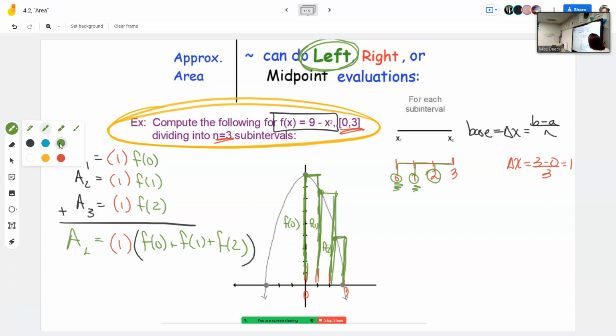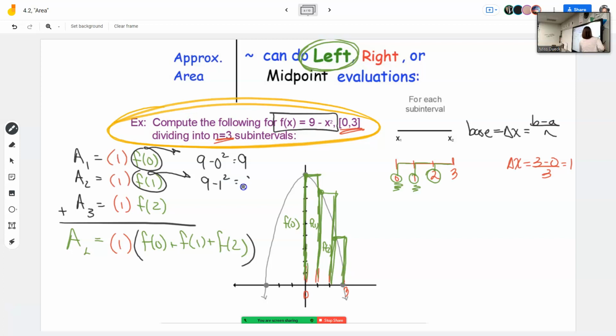So if we wanted to, we could have figured out what each of these are. What is f of 0? Take a quick time out and say f of 0 is 9 minus 0 squared, or 9. What is f of 1? 9 minus 1 squared, which is 8. What is f of 2? 9 minus 2 squared, which is 5. Are we okay with all those numbers?